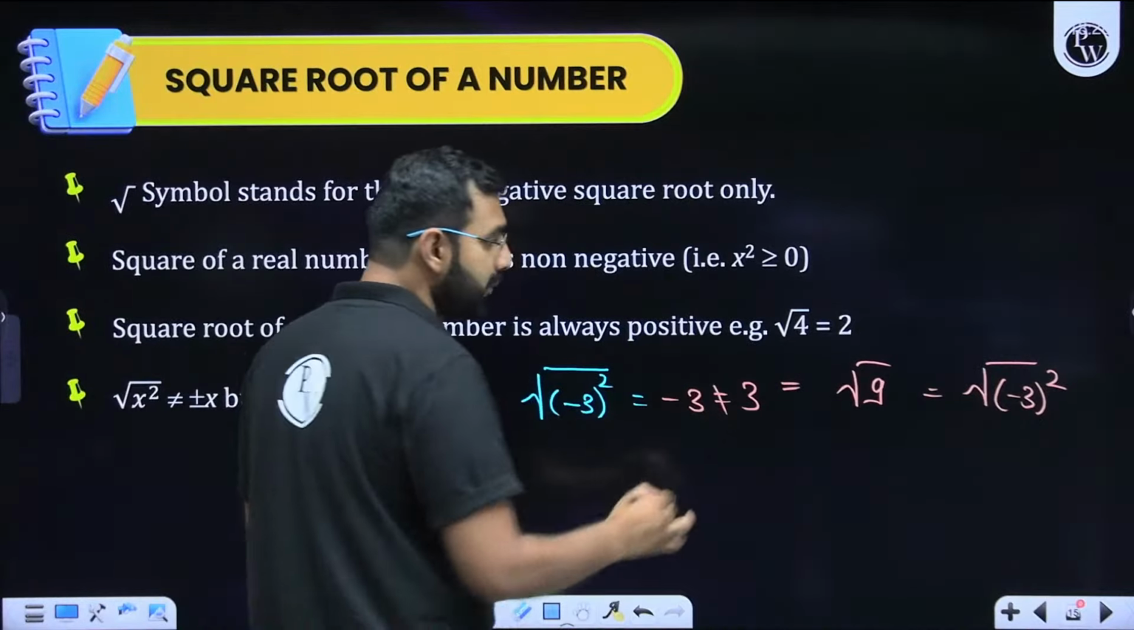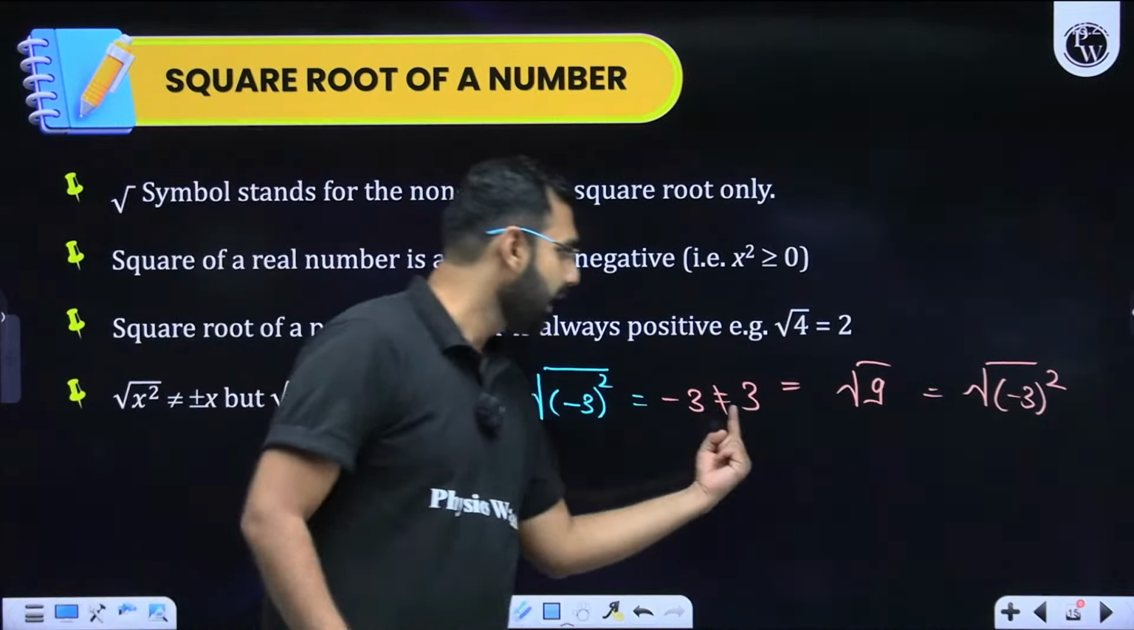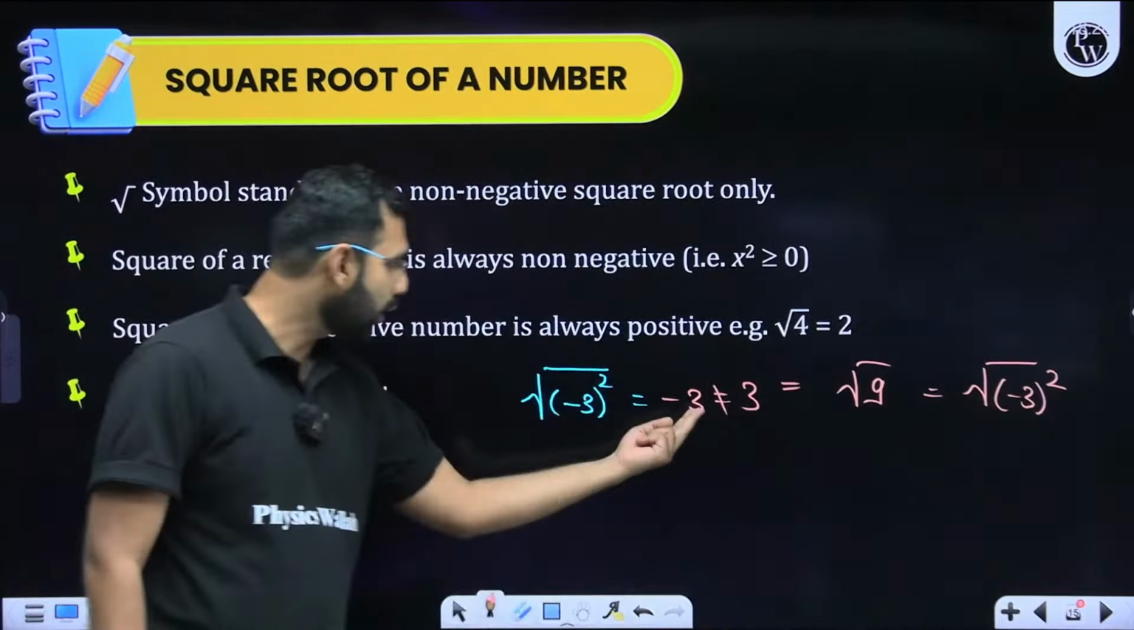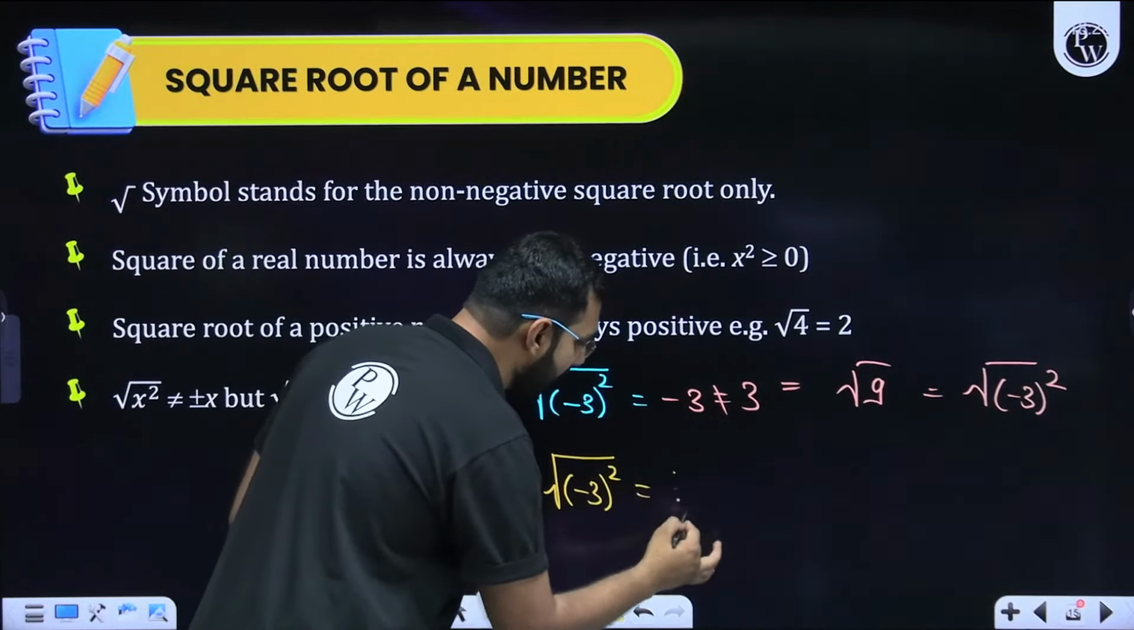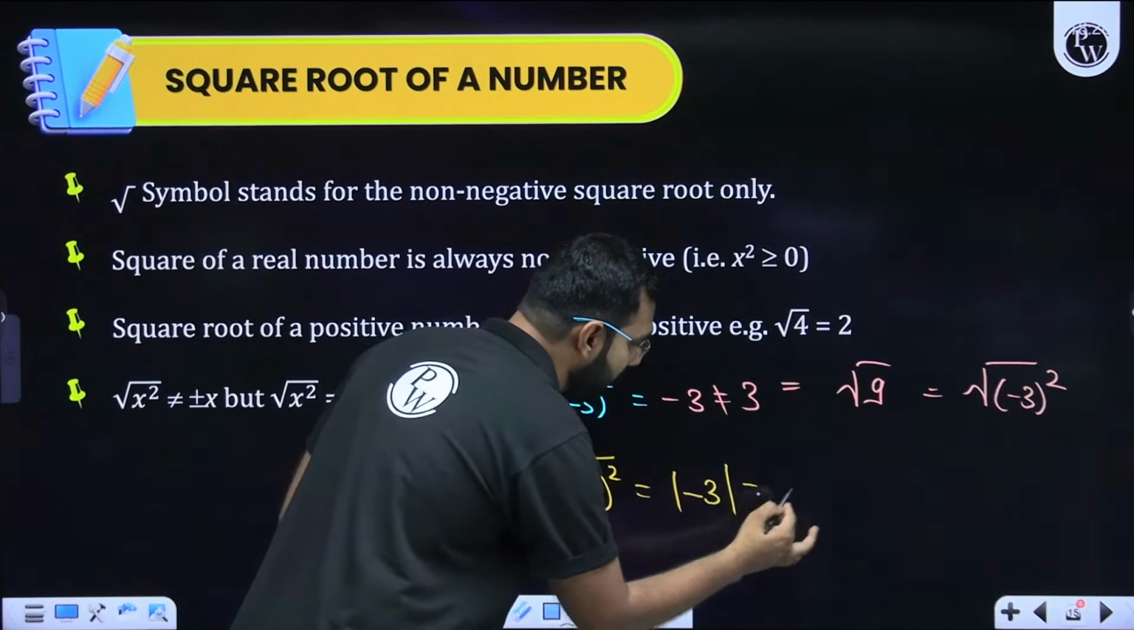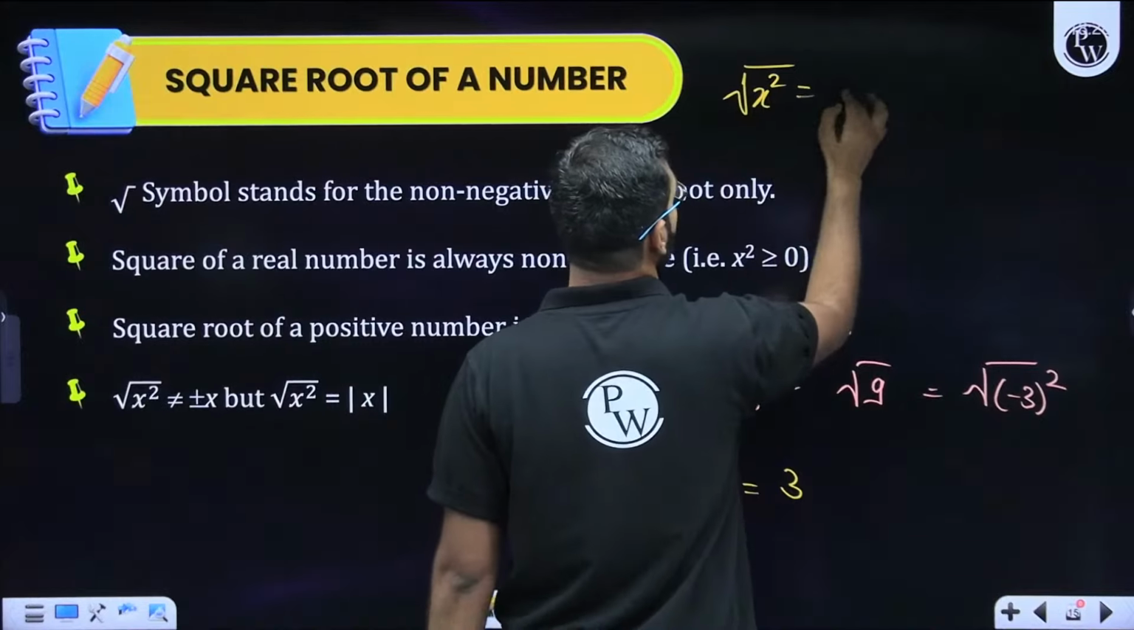So I think I'm making a mistake somewhere. Where am I making the mistake? Am I making the mistake in this part or in this part? Do tell me. Now here, the basic thing which you all must have studied in 9th and 10th standard is that when you take the square root of the square of a number, you are supposed to put a modulus sign. It means square root over square of minus 3 will actually be modulus of minus 3, which means it should be 3, which means this is false. Are you understanding this, all the participants? So remember this: square root over x square is not x, it is mod x.